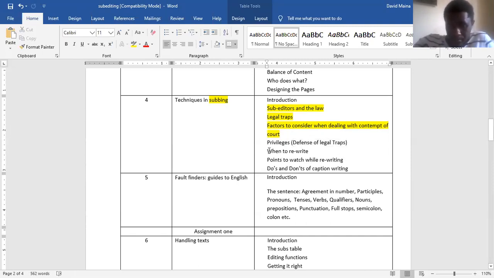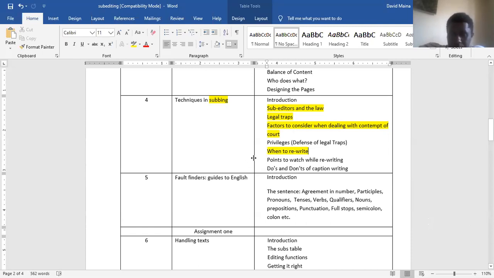So there is also when to rewrite. When to rewrite means that you have to write it again. Why do we rewrite a story? Because the previous one had some errors. Maybe the previous one had some facts missing. Maybe the previous one was too long, so you have to rewrite it and keep it brief, simple, and to the point.